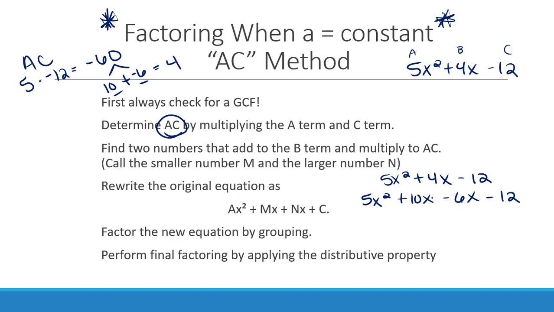Now, what we can do is factor by grouping. So I'm going to split it down the middle. I can take out a 5x, which is going to leave me with x plus 2. Since this guy is negative, I have to take out a negative 6 as my GCF. And lo and behold, that's going to leave me with x plus 2. Now I can rewrite this polynomial as x plus 2 and then 5x minus 6. That is factoring by using the AC method.